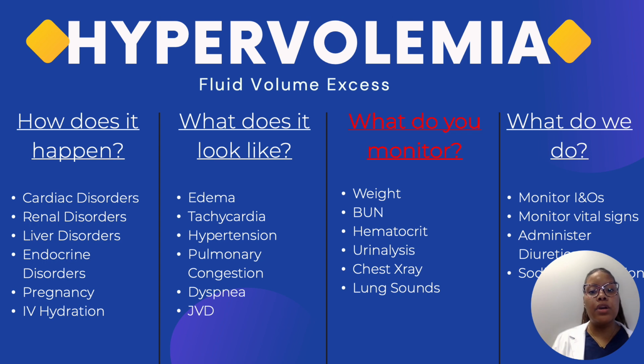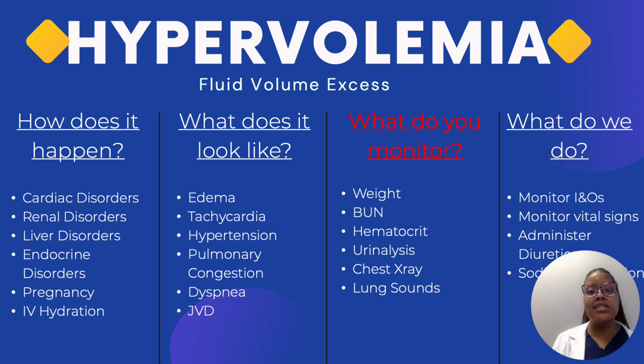So some things that we're going to monitor: the weight. Weight is the best indicator of fluid status. Rapid weight gain is going to be fluid retention. Also, when you look at the BUN, that's going to be decreased due to the dilution from all the excess fluid. The hematocrit is going to be low because of hemodilution from too much plasma volume.